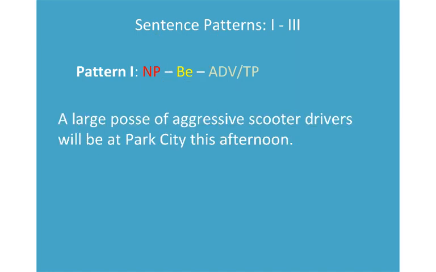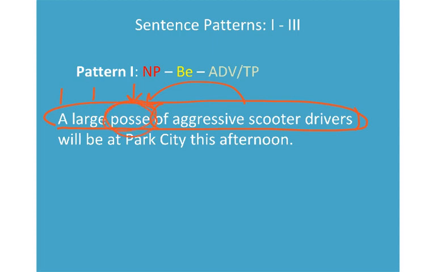We're still working on pattern 1. A large posse of aggressive scooter drivers. This whole thing is a noun phrase. We've got the article, we've got the adjective, we've got the main noun right there, and then we've got a prepositional phrase here that's giving us more information about the large posse. So this whole thing is giving us the subject of the sentence. There has been no verb yet. This is what or who is doing the action in the sentence.